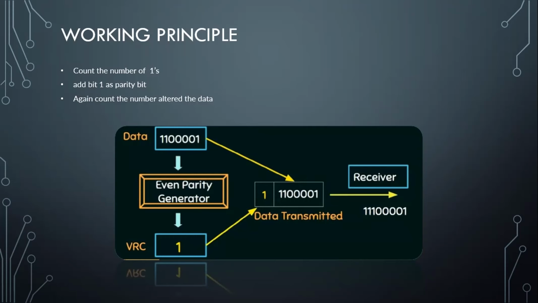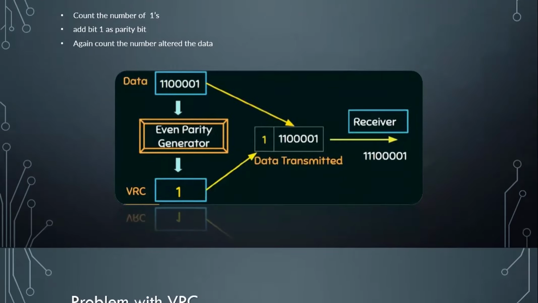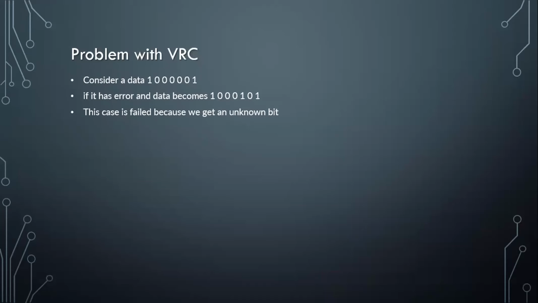So when it is transmitted by the transmission medium, the receiver will check for even ones. If there is not an even number of ones, then the receiver will reject it. If it checks that there is an even number of ones, then it will accept it. Problem with PRC: it can detect only a single bit error. Multiple bit errors it cannot detect. It can detect burst error only if the number of errors is odd.